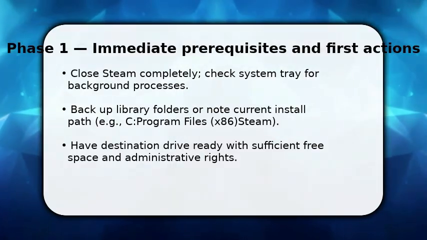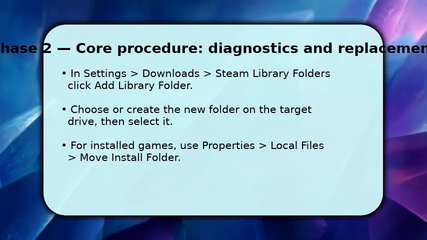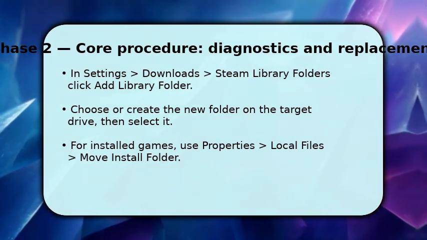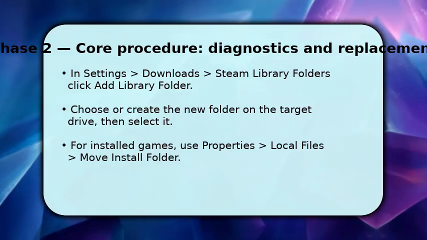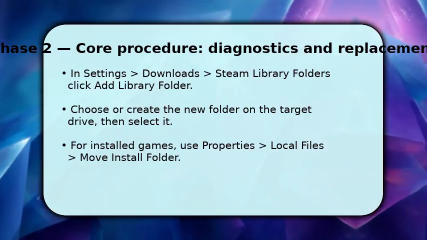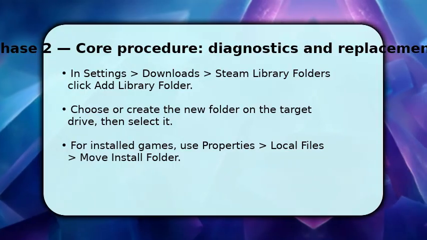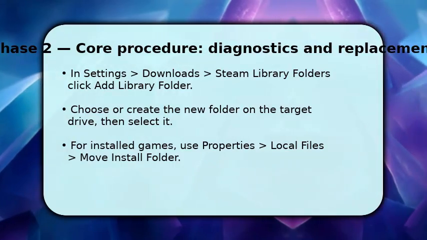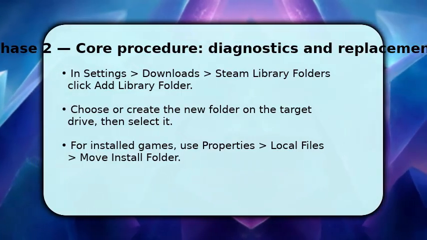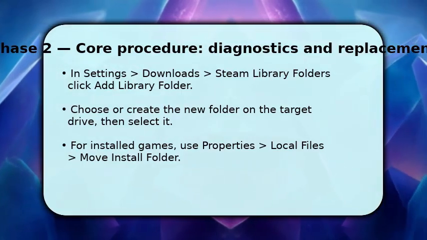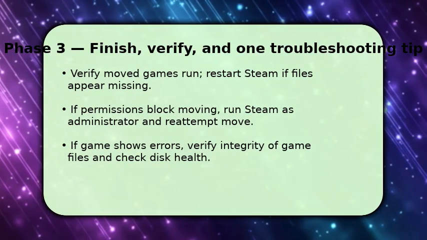Now you add a Steam library folder on the new drive. Click Add Library Folder and pick or create the folder where you want games to live. You do this because Steam manages content by library locations, and adding a folder tells Steam where to install new titles. For existing games, open the game's properties, go to Local Files, and choose Move Install Folder, then pick the new library. This moves game files cleanly without redownloading, saving time. Finish by launching a moved game to confirm it runs. Once verified, you're done.